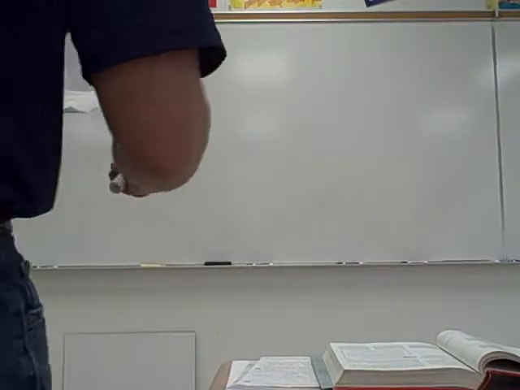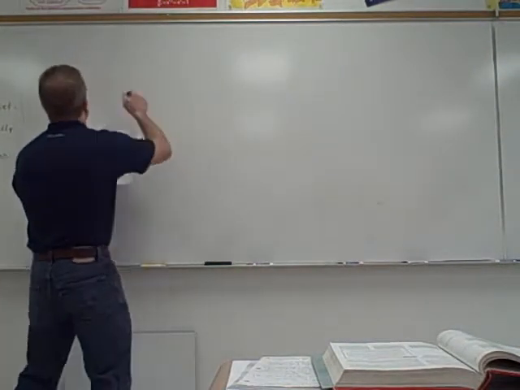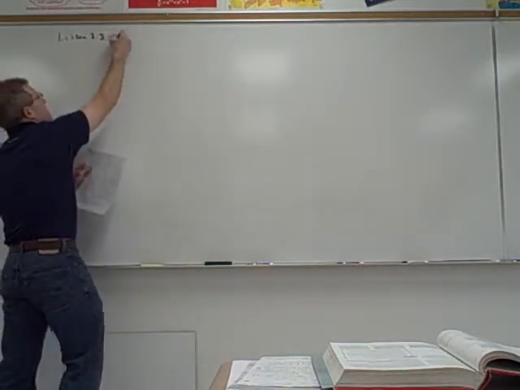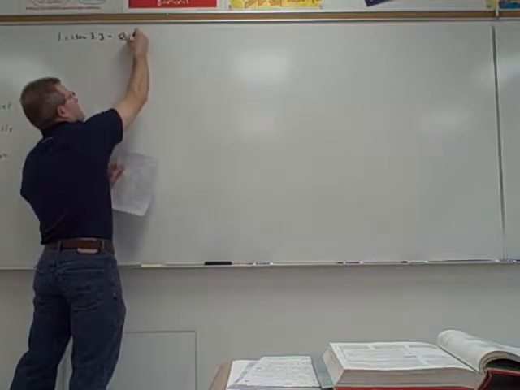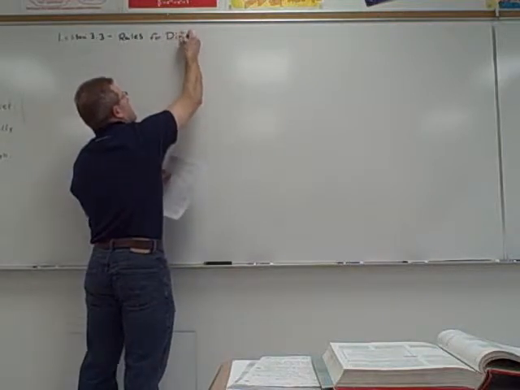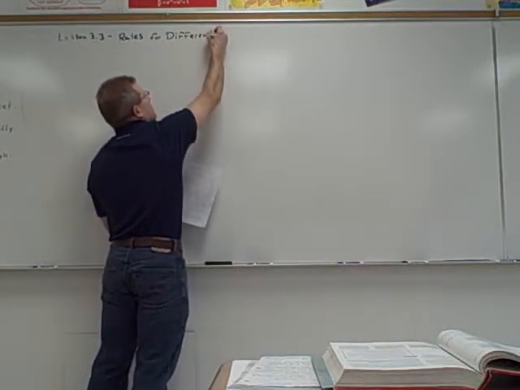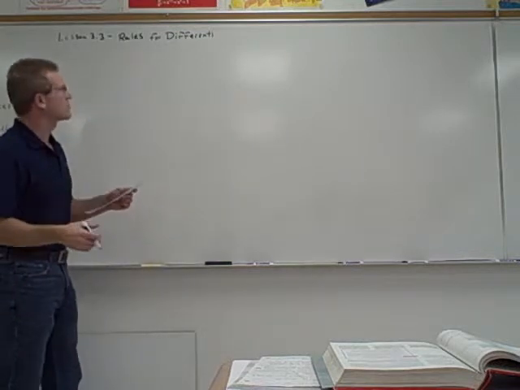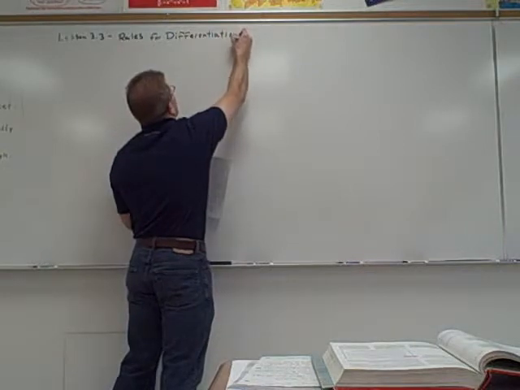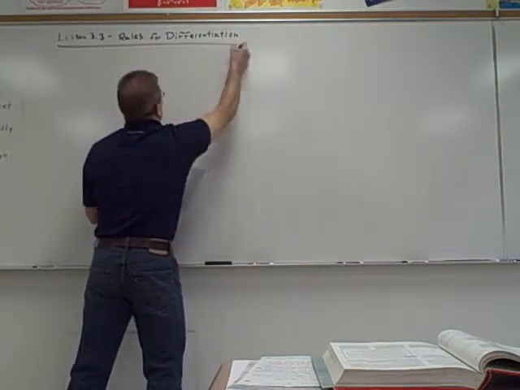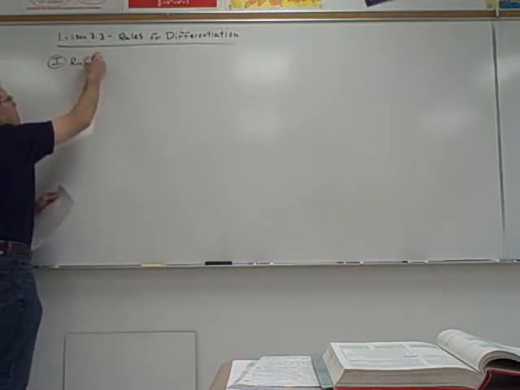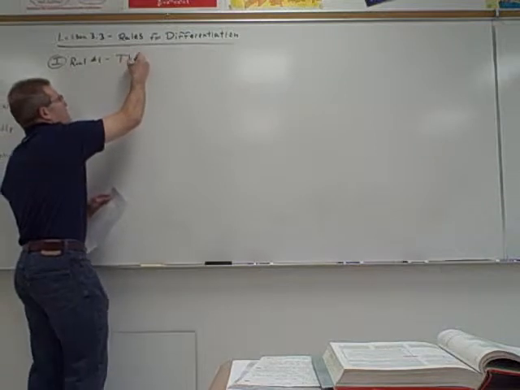Okay, so this is lesson 3.3 notes on rules for differentiation. Differentiation is just the process of finding the derivative. So we're going to talk about different shortcut methods, short ways, quick ways of finding a derivative. So the first rule, Rule number 1, the derivative of any constant is 0.